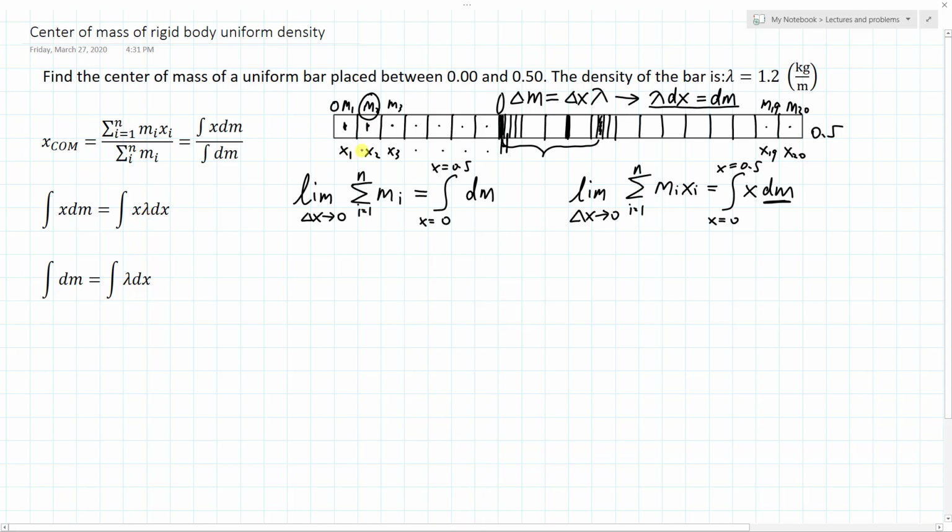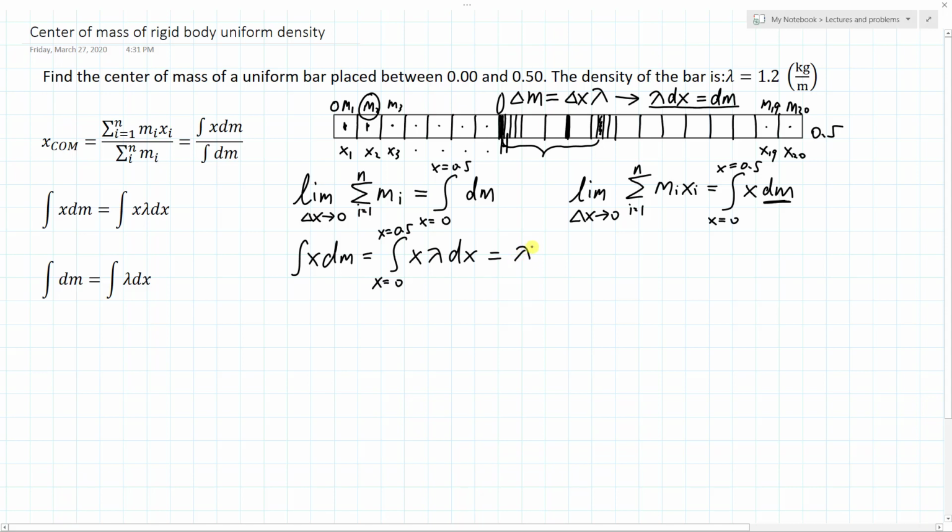Okay, so back to the uniform density example. How are we going to do this? We'll do the top integration, and then we'll do the bottom integration. The bottom integration is supposed to give us the total mass, right? Total mass 0.6 kilograms because of the length and also the density. So let's do the top. x dm is equal to, let's specify x equals 0, x equals 0.5, and the dm is lambda dx, and lambda is a constant 1.2.